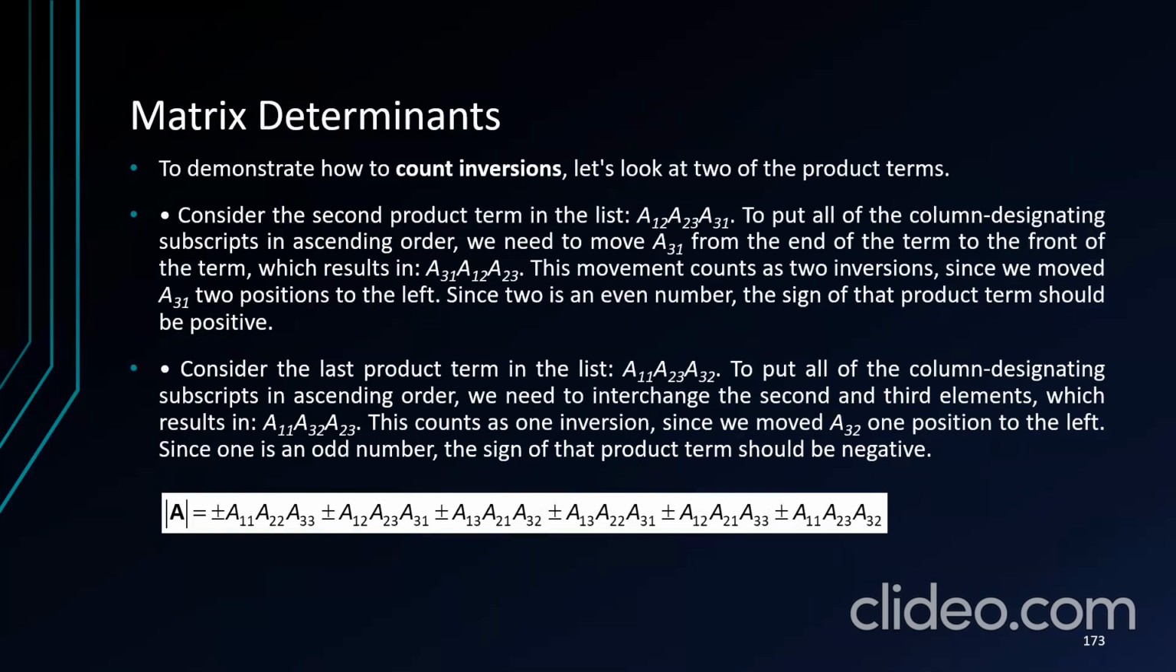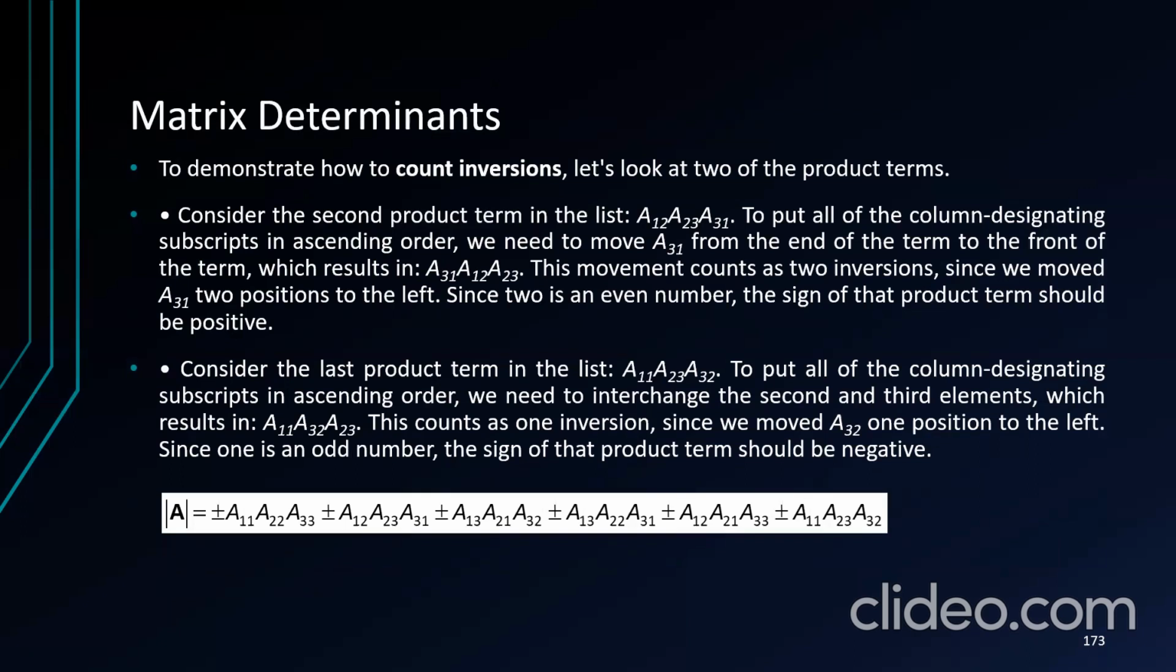Consider the second product term in the list, A12, A23, A31. To put all of the column designating subscripts in ascending order, we need to move A31 from the end of the term to the front of the term. Which results in A31, A12, A23. This movement counts as 2 inversions, since we move A31 2 positions to the left. So since 2 is an even number, the sign of that product term should be positive.